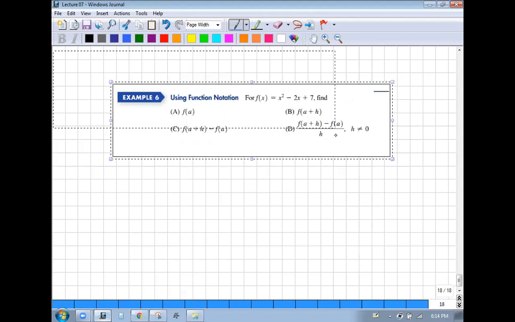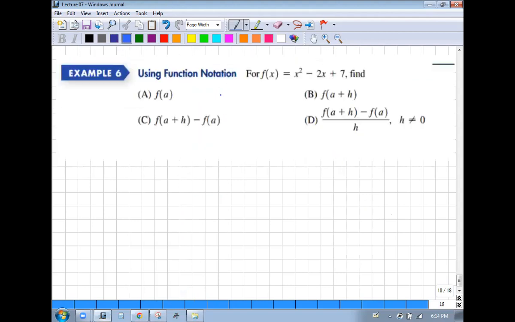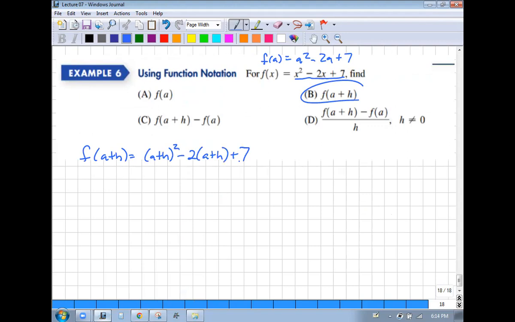All right, here's a function f of x. What's f of a? f of a is just a squared minus 2a plus 7. I just replaced the x with an a. What is f of a plus h? Well, it says take my input, square it, subtract twice my input, and then add 7. That's f of a plus h.